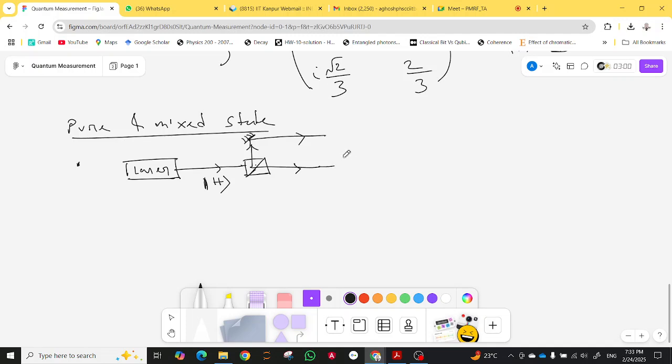Okay. Then you put another beam splitter here. Horizontal was coming, so after reflection, it will remain horizontal, right? It is also a horizontally polarized photon. After transmission, it is also a horizontally polarized photon. Right? And you put, suppose, a half wave plate.